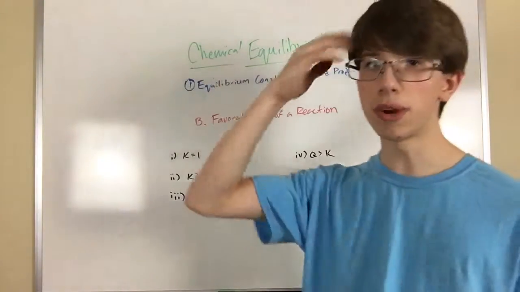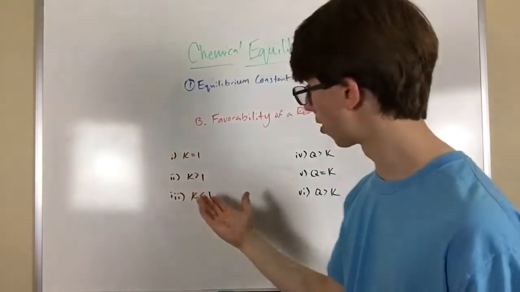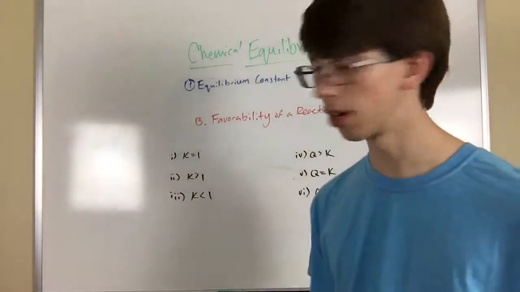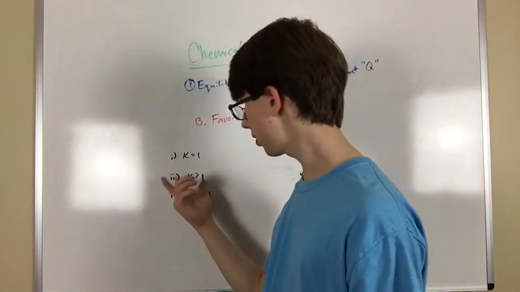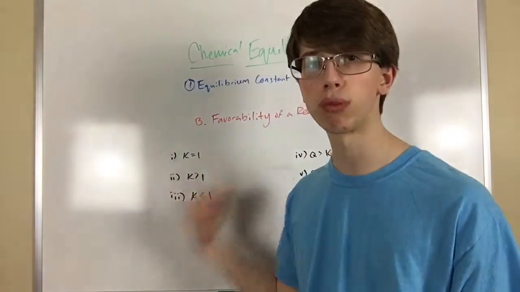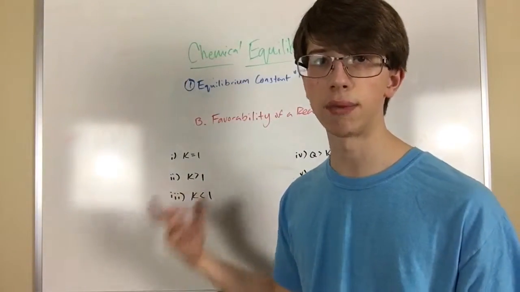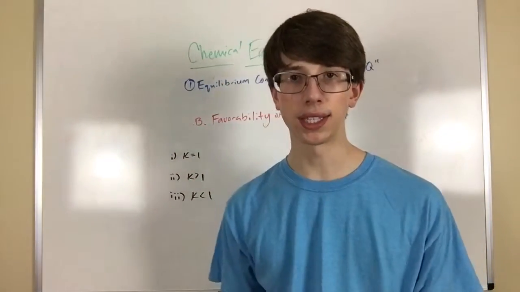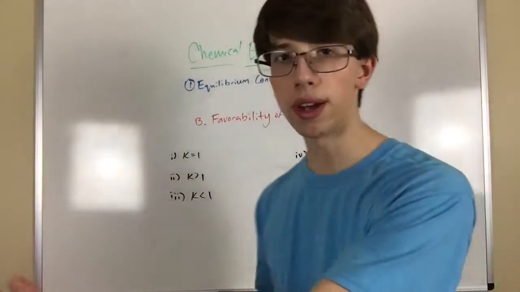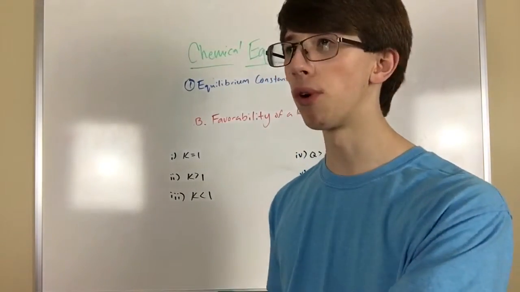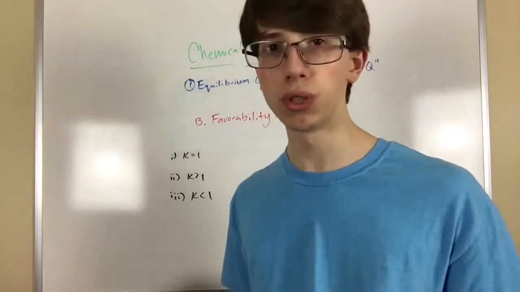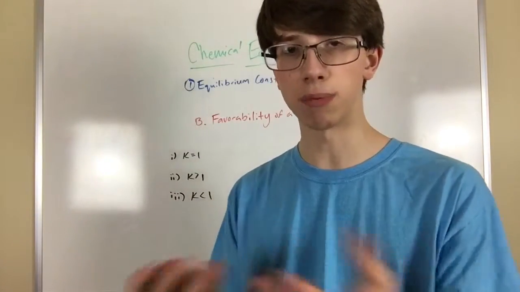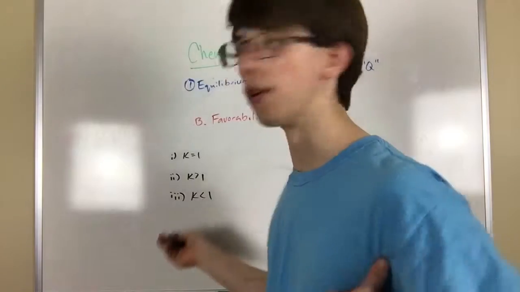Because the products are in the numerator, that means that if K is greater than 1, the numerator must be greater than the denominator. That's how fractions work. And so therefore, this means that this reaction has more products formed than reactants. That doesn't mean that you're going to run out of reactants. It just means that the products are going to be more prevalent in the solution, or whatever the container in which the reaction took place is going to be mostly products.